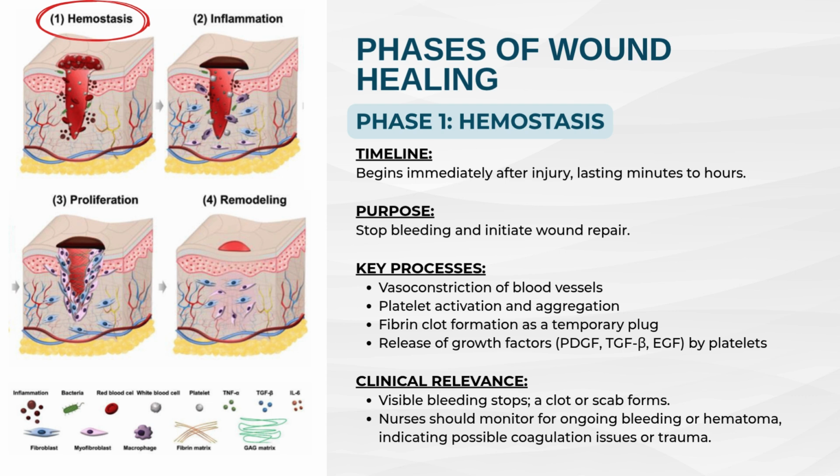Clinical relevance: you'll see visible signs, bleeding stops, and a clot or scab may form at the site. As a nurse, you should monitor for signs of abnormal bleeding or hematoma formation, which may indicate issues like coagulation disorders, anticoagulant use, or underlying trauma. This phase is short, but it sets the tone for everything that follows.